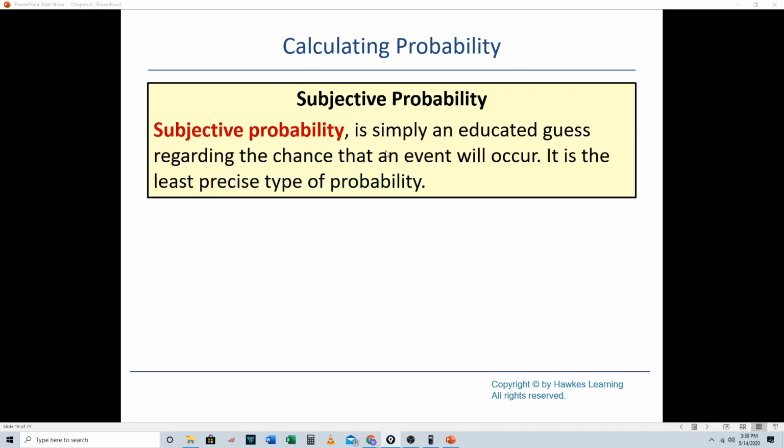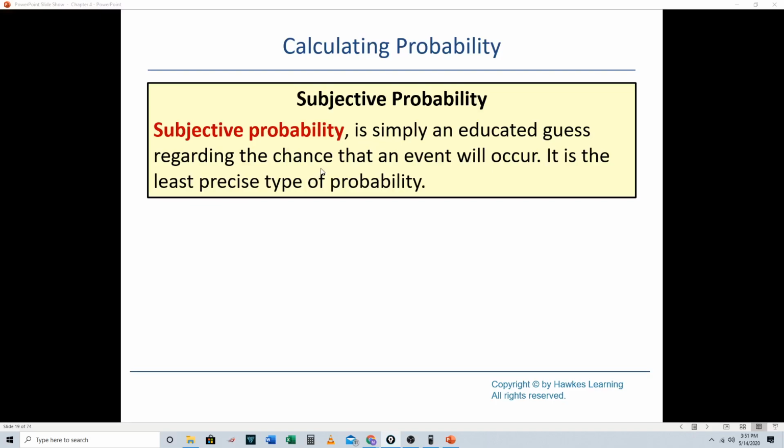So first, subjective probability. It is an educated guess, and it's going to usually require some type of expertise involved. Basically it's like the weatherman. A weatherman gives subjective probability because it's going to be based upon his expertise, his expert opinion. And whether it's right or wrong, it's supposed to rain today. It might have rained today, I don't really know. Or it may have rained last night, not today.